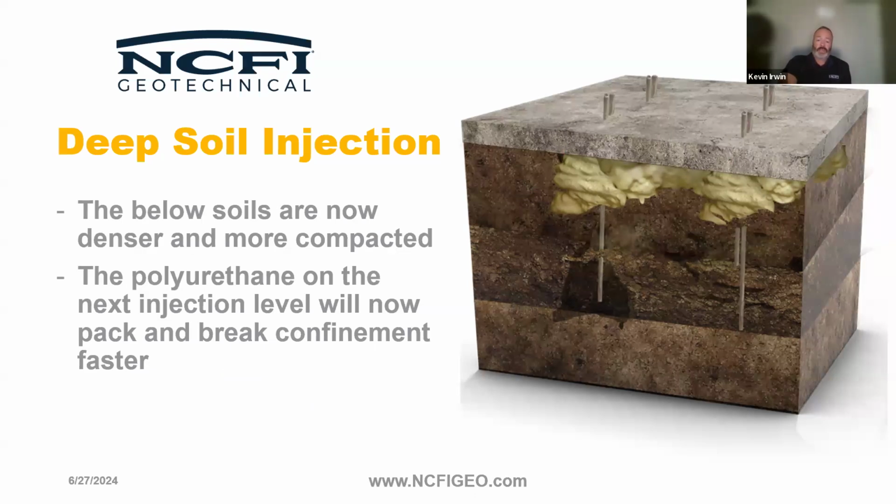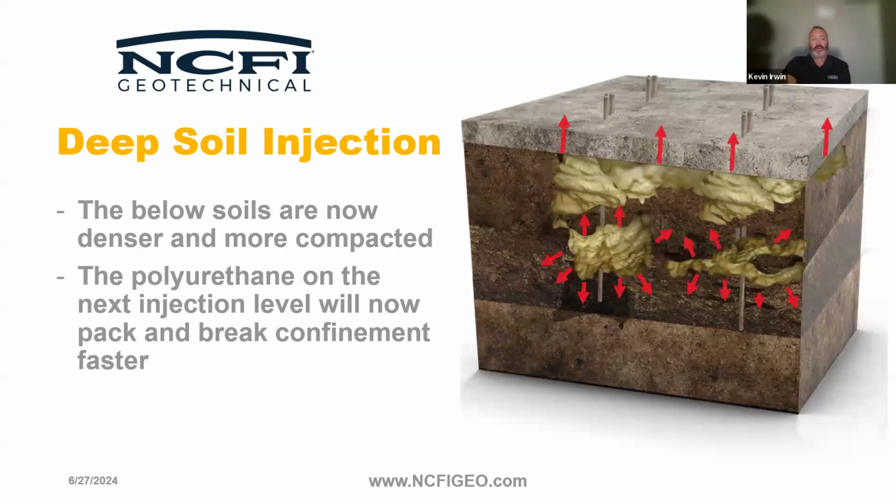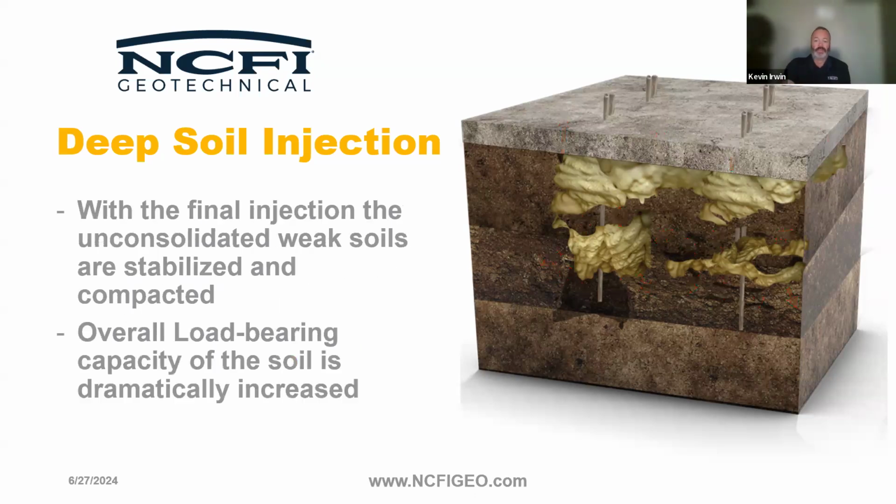So as we're injecting at the top, we're measuring at the surface. We're making sure we're watching for any movement at the top of the slab. That movement is going to be measured with varying devices, but we may be looking for a movement of 1/16 of an inch, and that may be good enough, or we may be looking for more. But the point is that we're continuing to inject at these deeper levels.